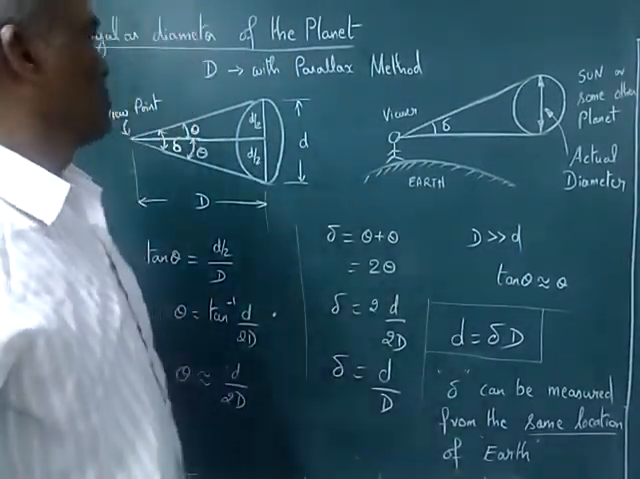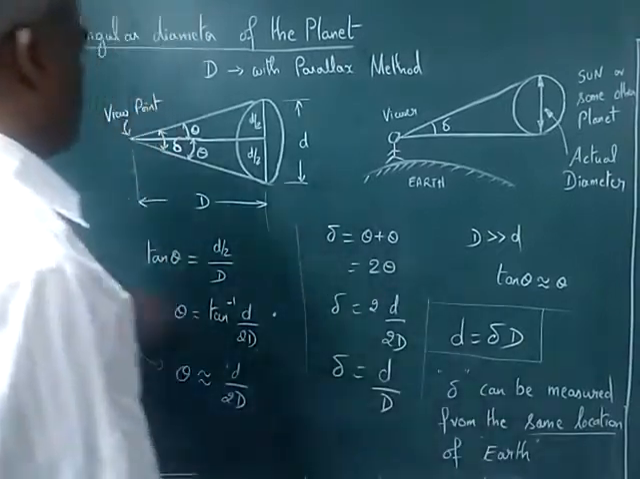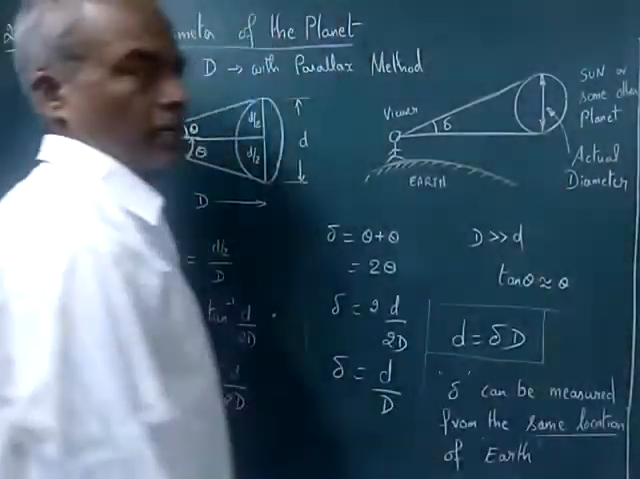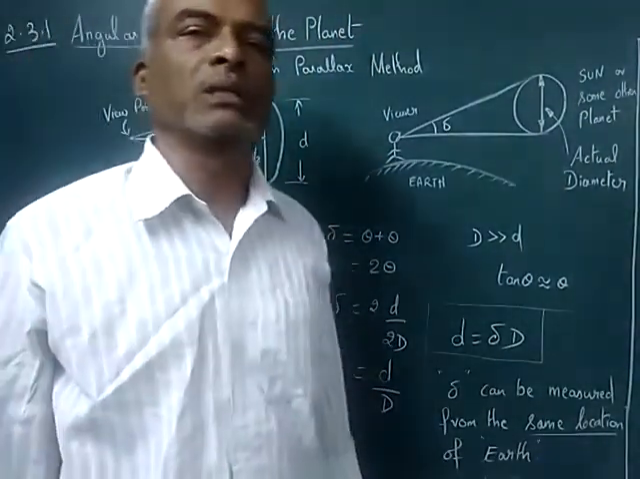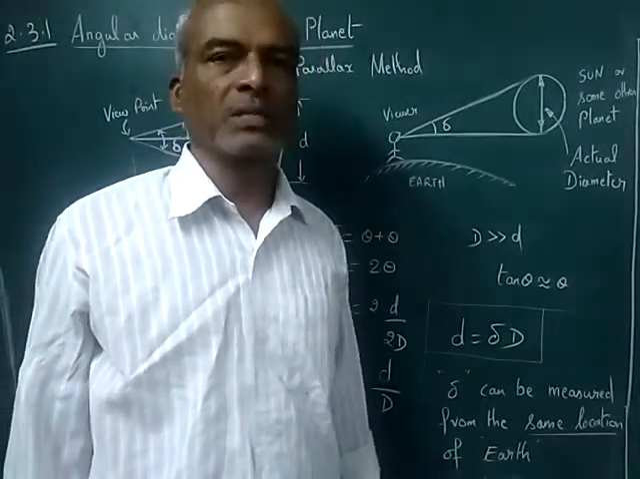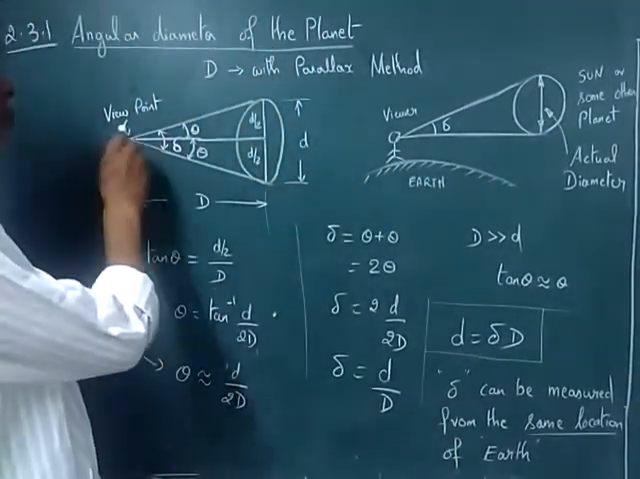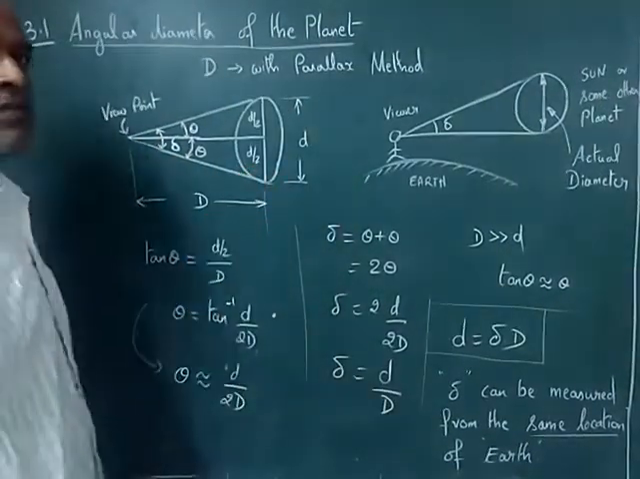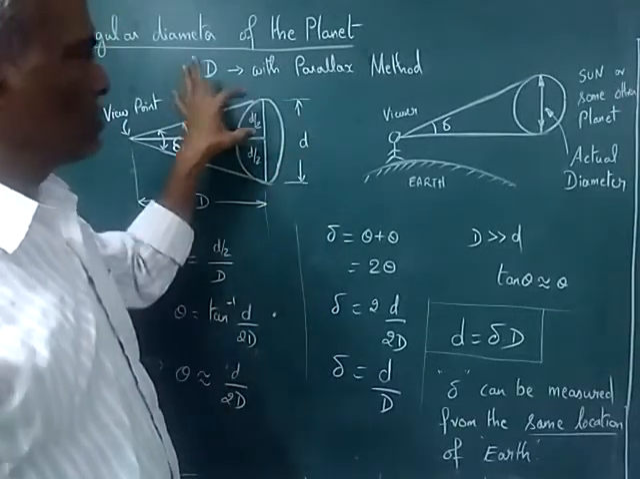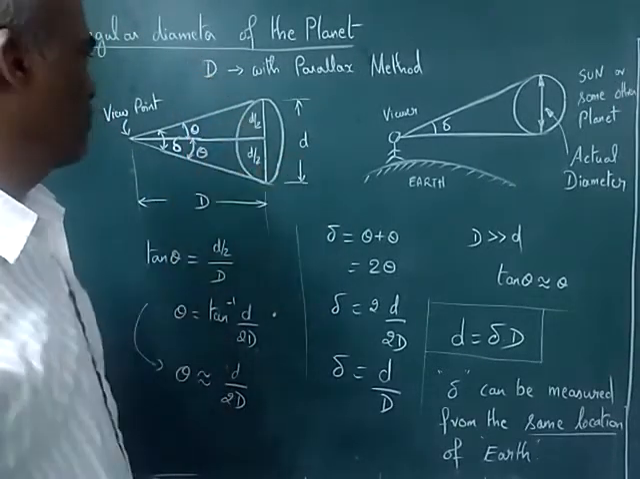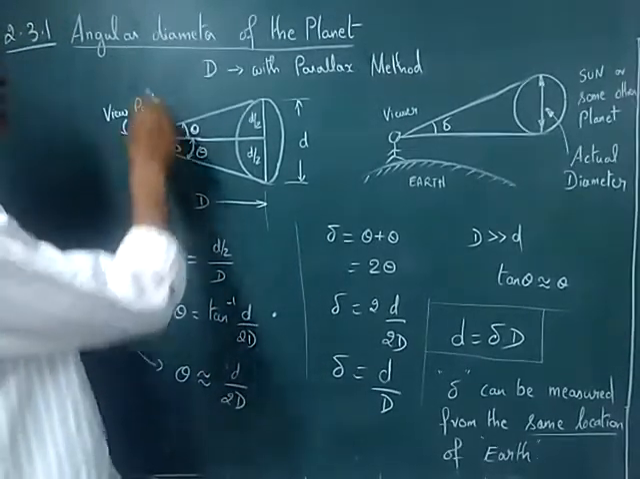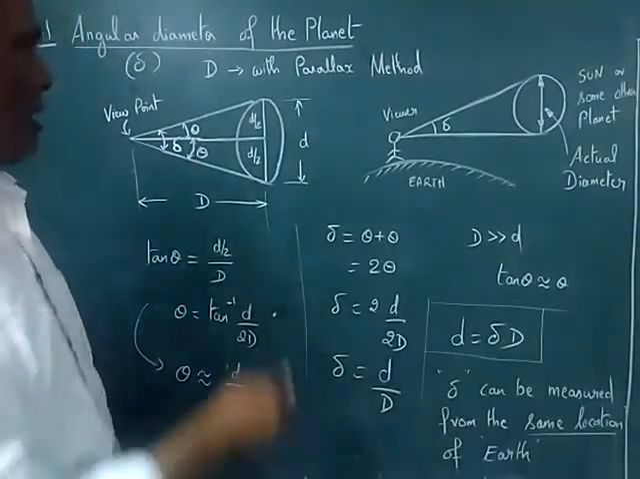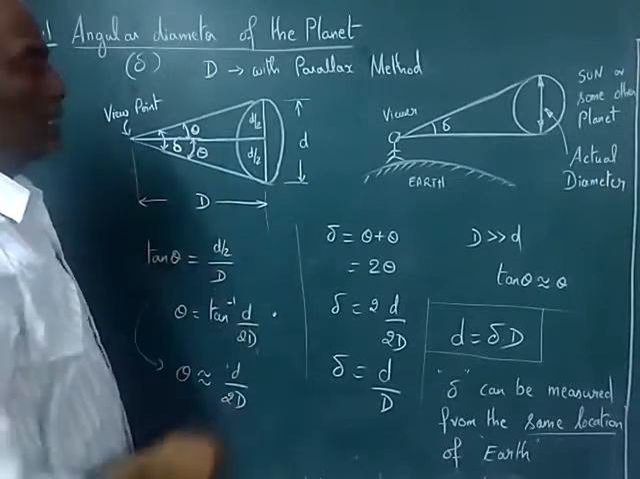Okay. So capital D, the distance between the viewpoint and the planet, is found using the parallax method, which we dealt with already in the previous class. Now this is the viewpoint and this is our planet. The total diameter of the planet is small d. So half of it is d by 2 and d by 2. So this angle is del, which is the angular diameter. So angular diameter I am specifying as del. And this is theta and this is equally theta.